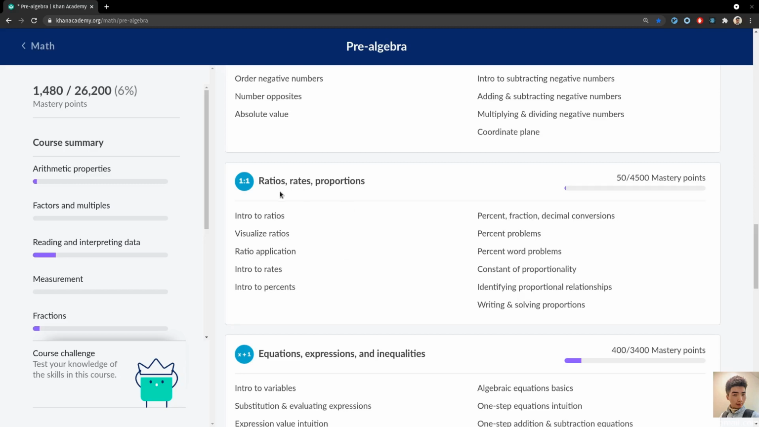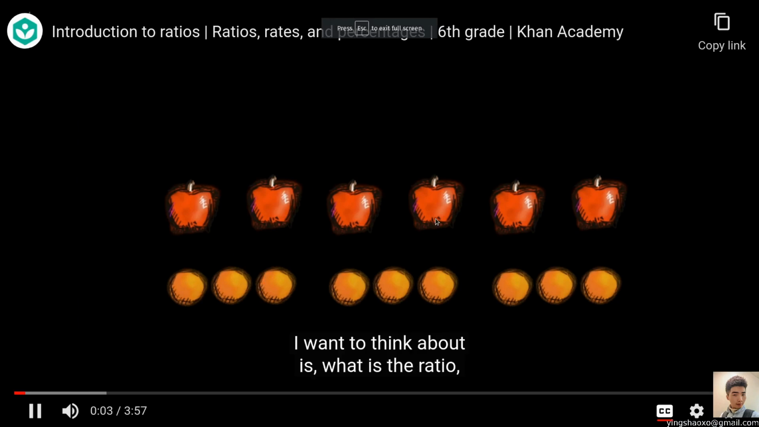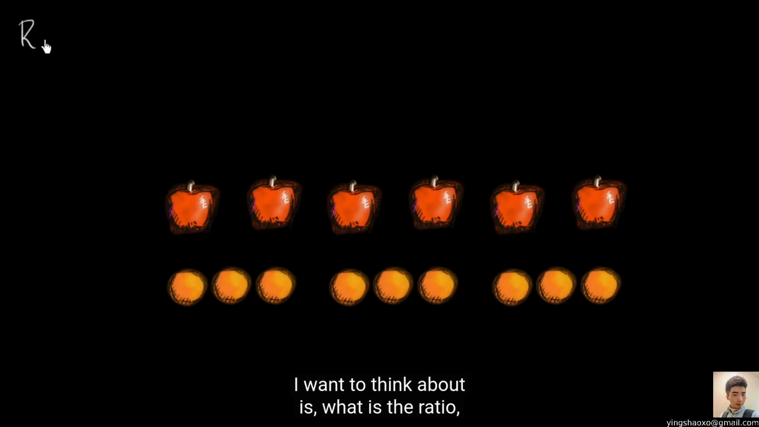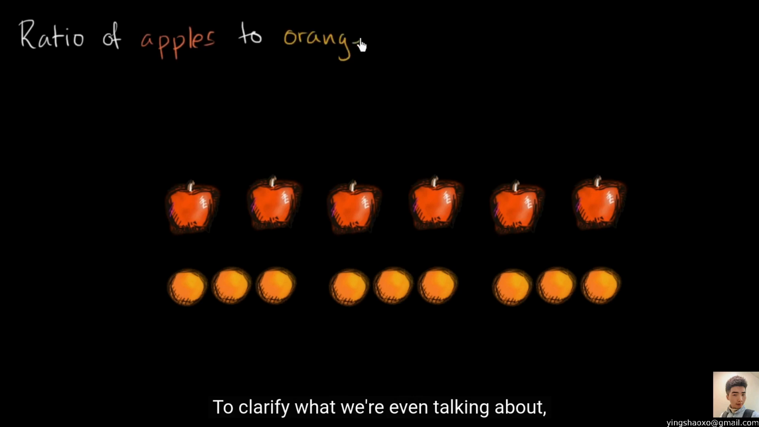Today we are going to learn the ratios, rates, and proportions. We've got some apples here and we've got some oranges. And what I want to think about is what is the ratio of apples to oranges? And to clarify what we're even talking about, a ratio is giving us the relationship between quantities of two different things. So there's a couple of ways that we can specify this.